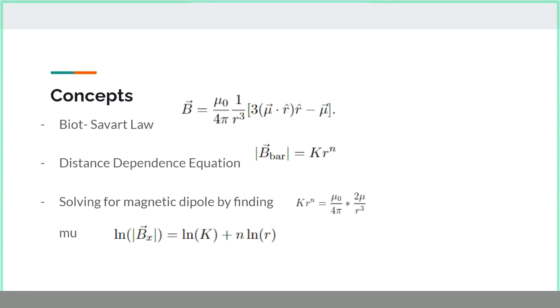The major concepts present in this experiment, which allowed us to calculate the results, were the Biot-Savart law and the distance dependence equation, which we can set together to find mu.